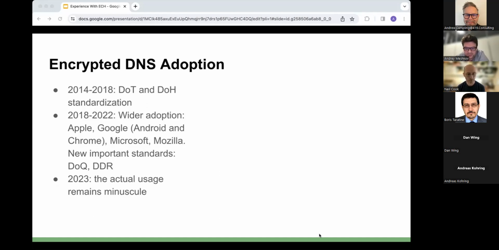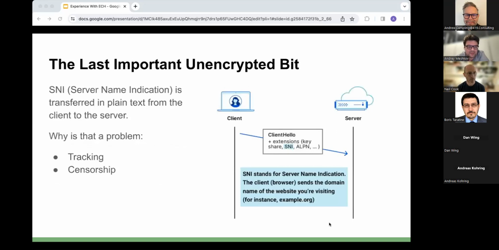So, well, once we're finished with DNS, we're coming to the last important unencrypted bit. And this bit of metadata that is still transferred in plain text is server name indication. What's that? Every time the client tries to establish an encrypted connection, a TLS encrypted connection, it sends the first message that is called client hello, and this message contains the name of the server in plain text.